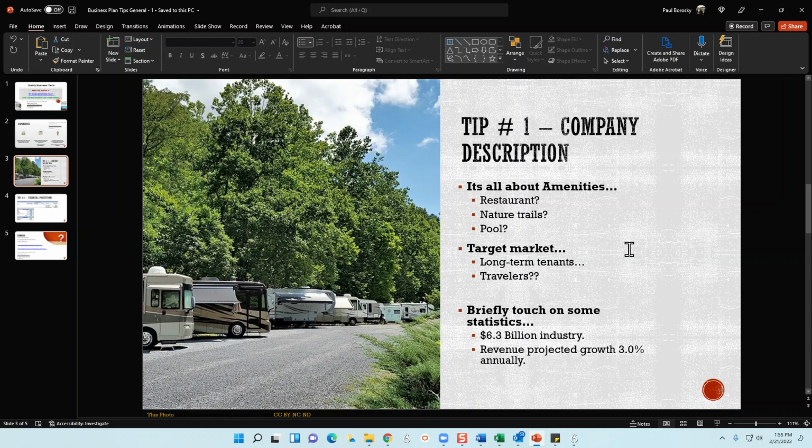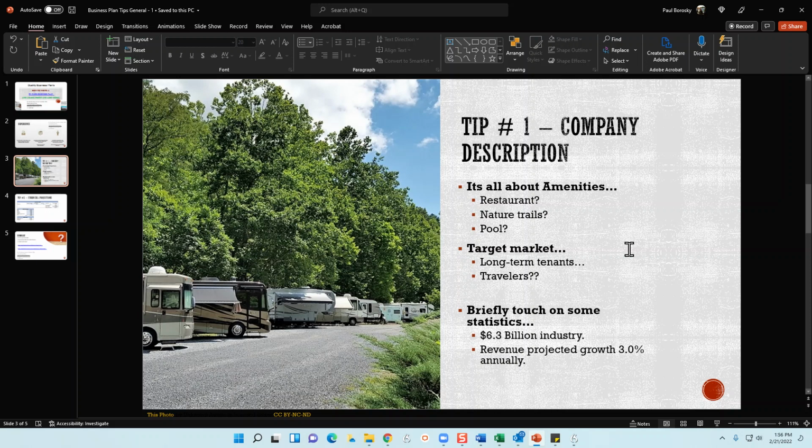When you do that, an industry statistic that you might want to use is this: the RV park industry at present is a $6.3 billion industry in annual revenues in the U.S. Also, the revenues have been growing at about a 3% growth rate in the last several years.